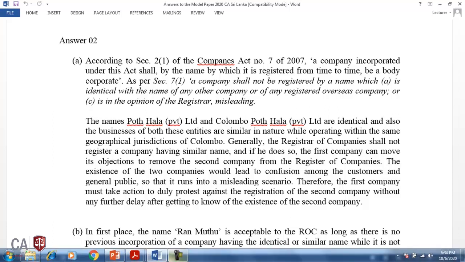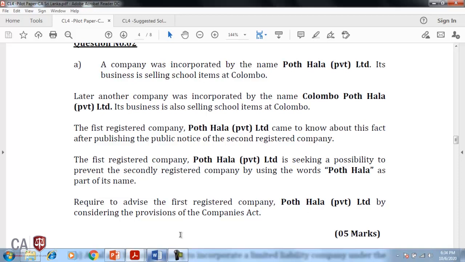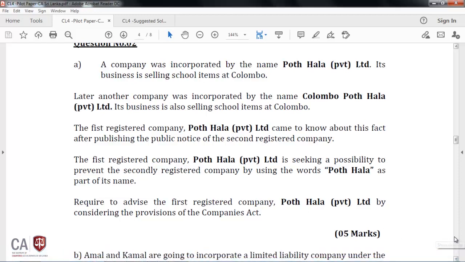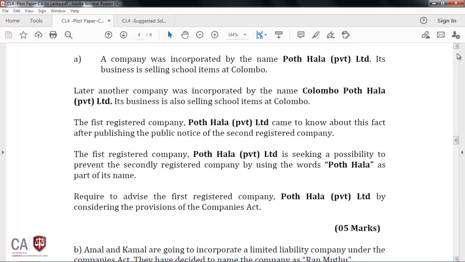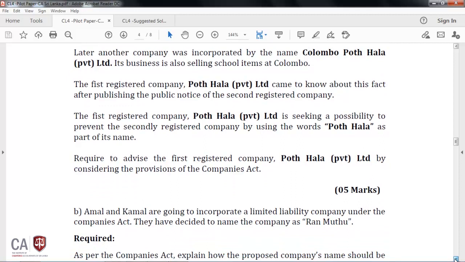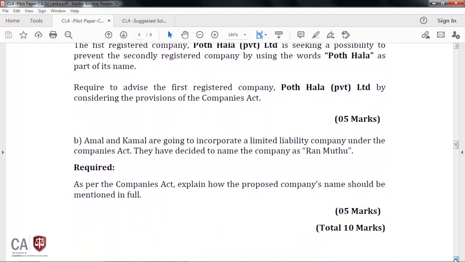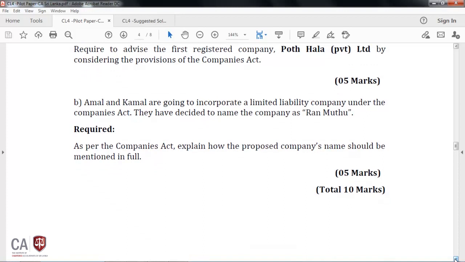In the second question of part B of question A, Amal and Kamal are going to incorporate a limited liability company under the Companies Act. What are they going to incorporate? A limited liability company. They have decided to name the company as Ranmuthu. We are required, as per the Companies Act, to explain how the proposed company's name should be mentioned in full.